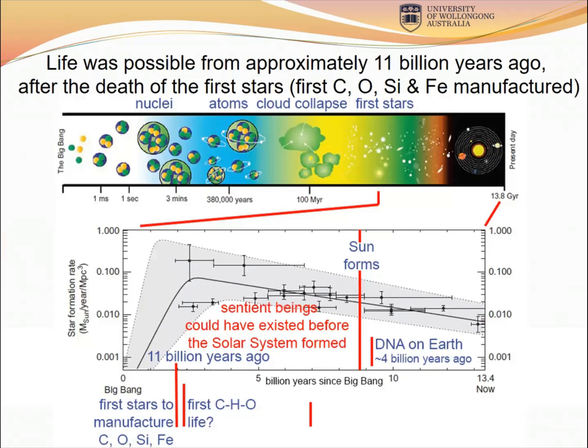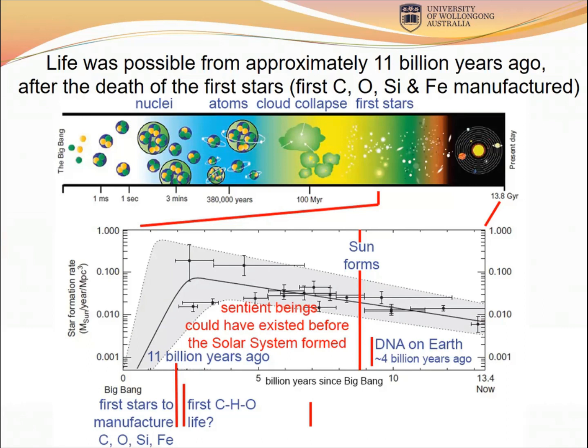So this is a chronology of the history of the universe from the Big Bang. And it took some time for the first stars to manufacture the carbon, oxygen, silica, and iron. So in that very first bit, the first 2 billion years or so, there is probably no possibility of life as we know it at all.